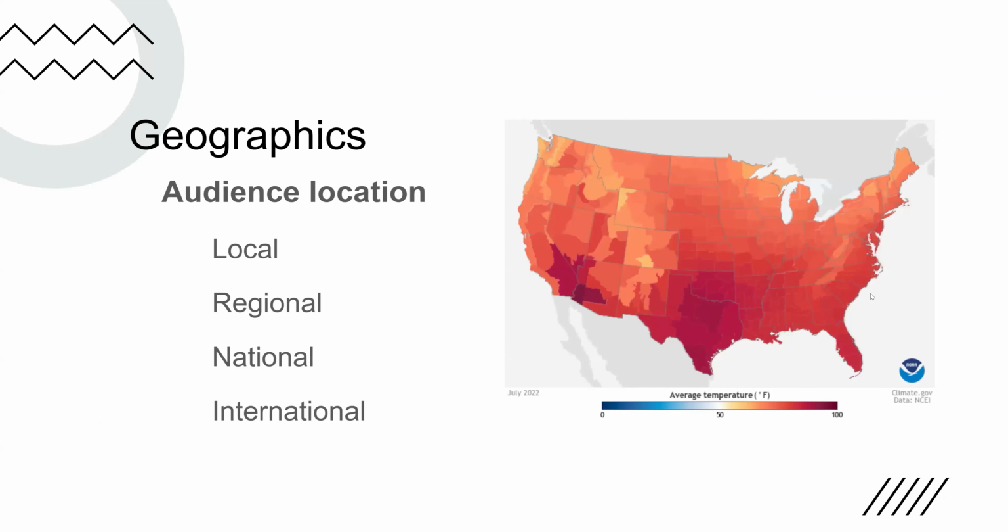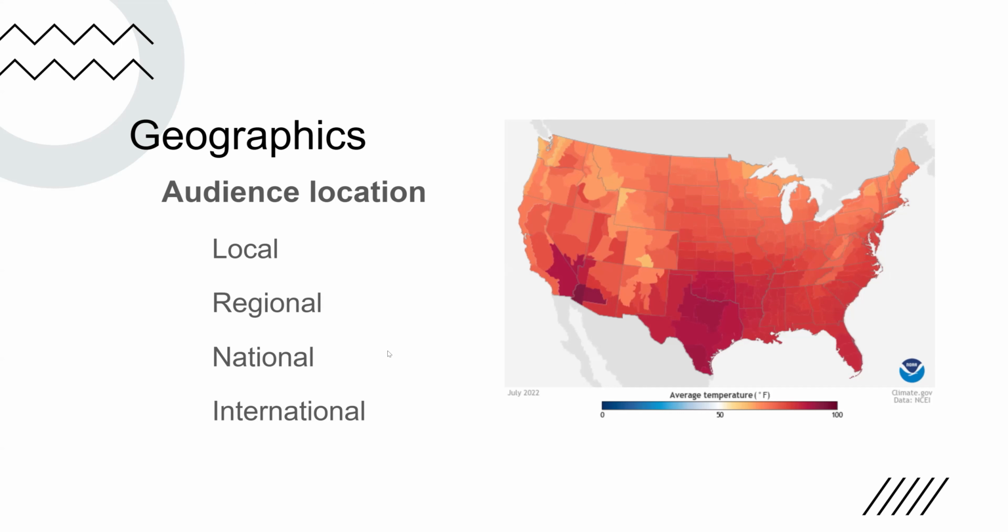Now, geographics refers to your audience's location. It can also refer to the medium they're using to access that information. But generally speaking, when we're talking about geographics, this is location. That could be local, so maybe whatever parish or county or city you're in, regional, even regional like Southeast versus Southwest United States. It could be national, like living in the US versus Mexico or Canada, or international.